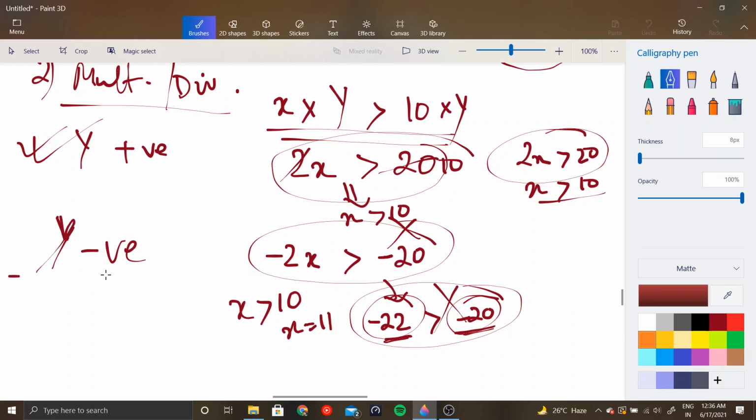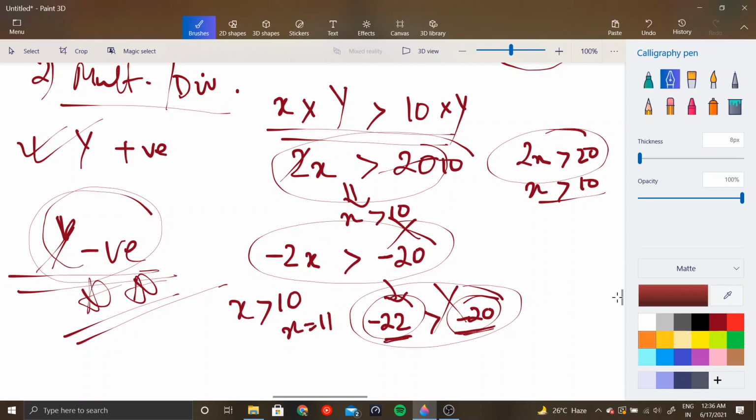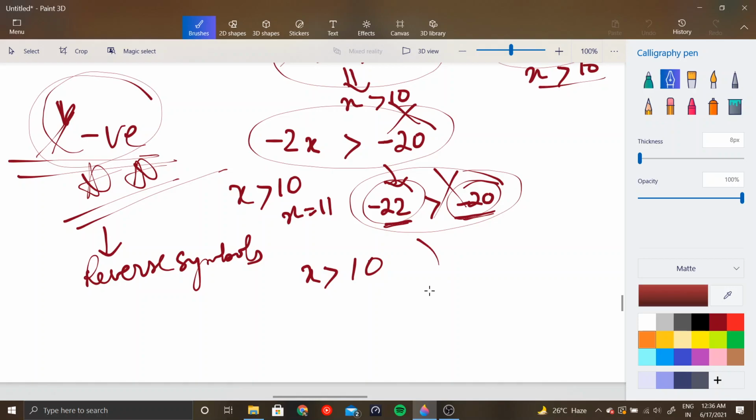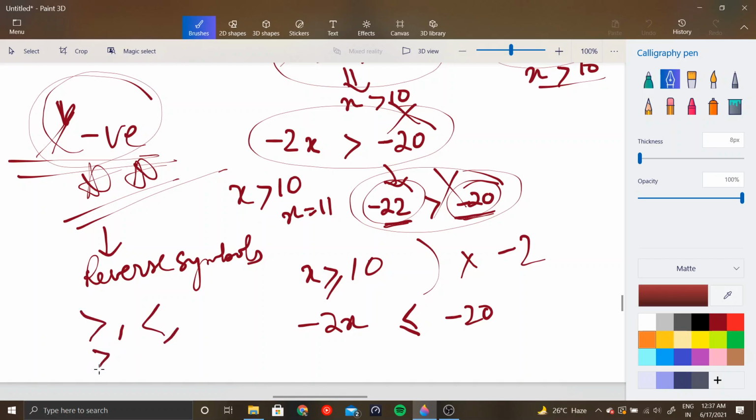So whenever you are multiplying or dividing by a negative number, you need to remember this. This is very important and perhaps the only trickiest part in this chapter. When you are multiplying or dividing by a negative term, you need to reverse the symbols. What that basically means is, you are multiplying x is greater than 10 by minus 2. What you do is, minus 2x is less than minus 20. If this was greater than or equal to, this would be less than or equal to. So if there is a greater than sign, replace it with a less than sign. If there is a greater than or equal to, replace it with less than or equal to, and vice versa. Okay.